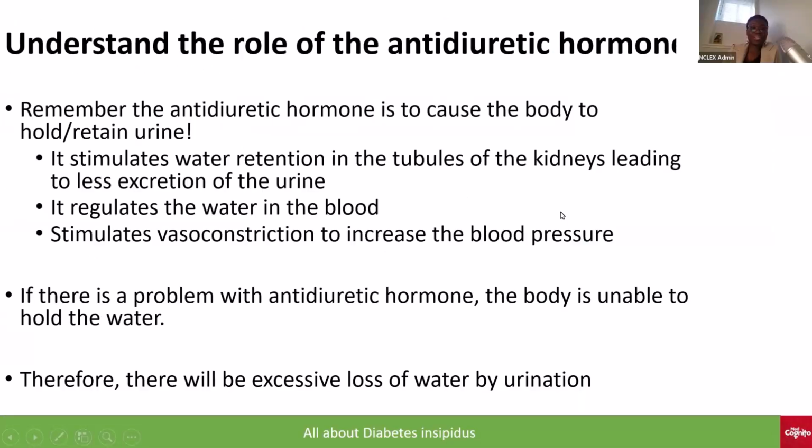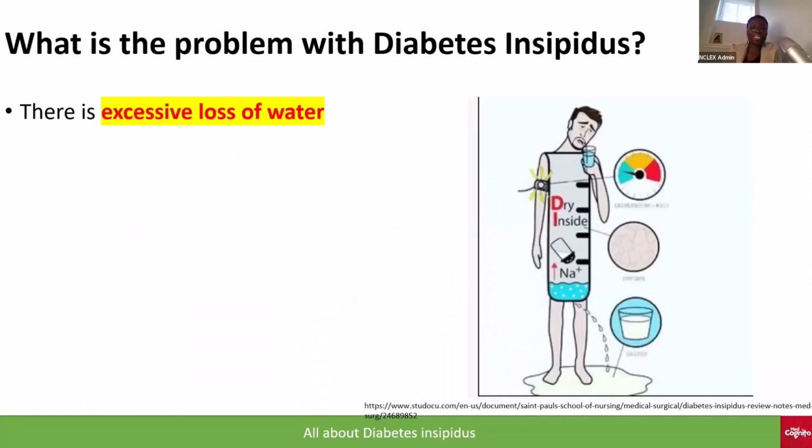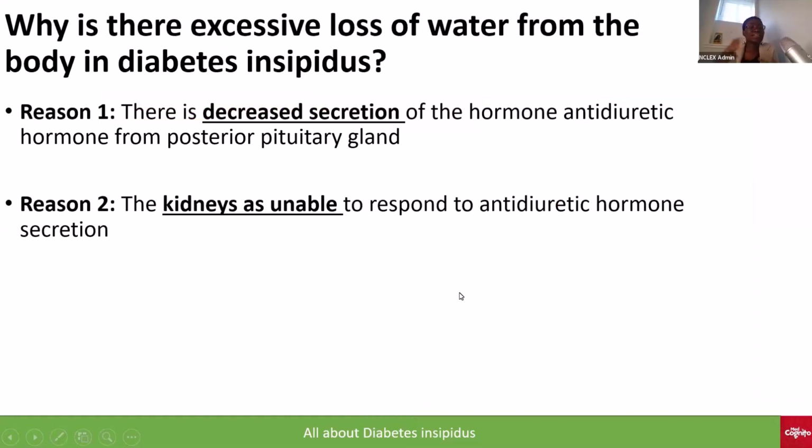I'll just do a quick recap. Diabetes insipidus, the problem is excessive loss of water. Always picture the cartoon saying that I'm dry inside, and I need more water. And it's because the individual is peeing too much. And the reason is that there is decreased secretion of the hormone, antidiuretic hormone, from the posterior pituitary.